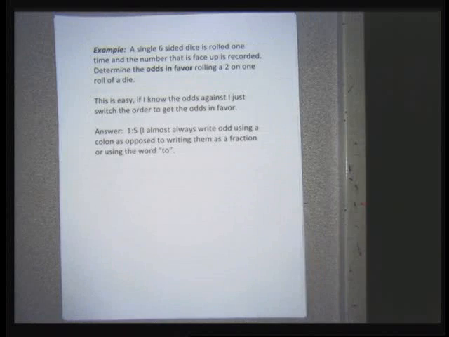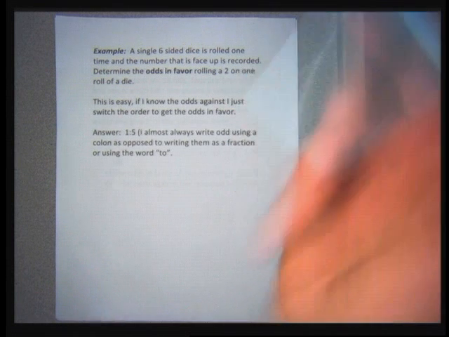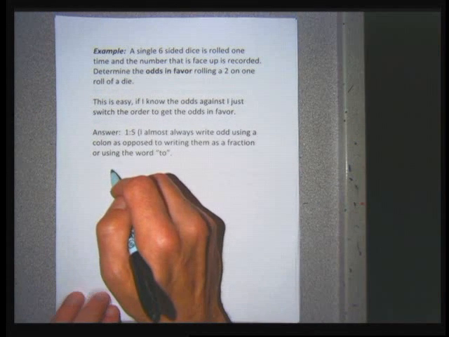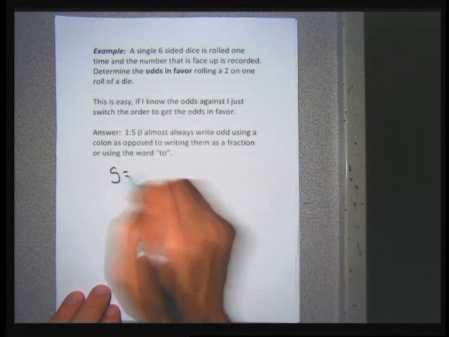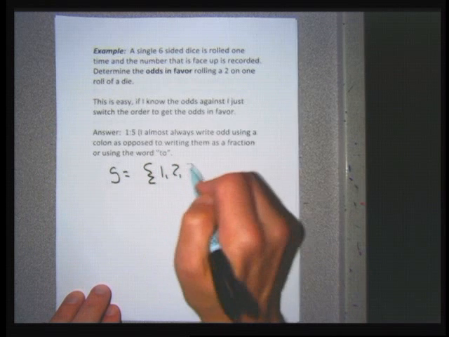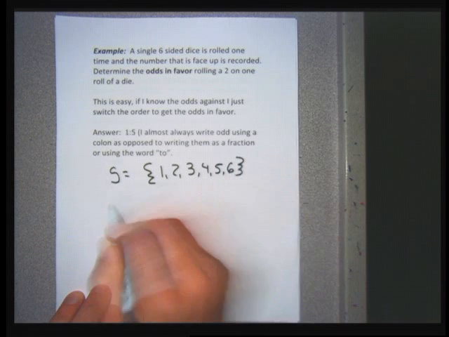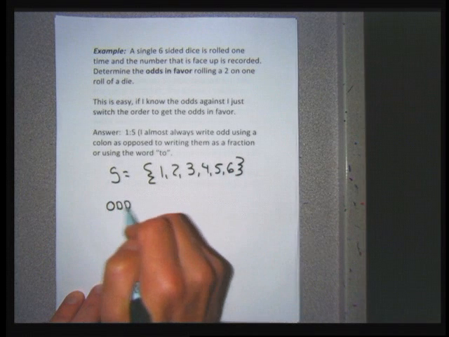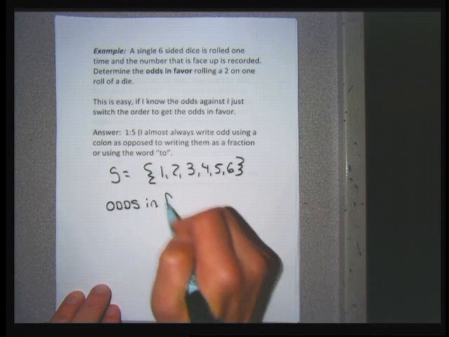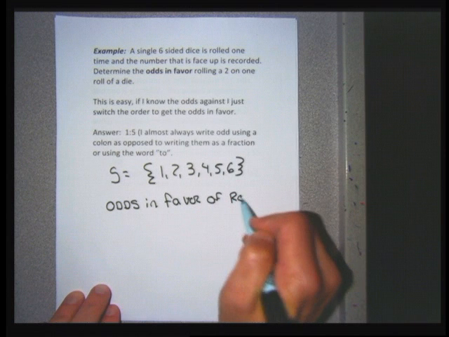So, next example, a single six-sided dice is rolled, and I want to find the odds in favor of rolling a 2 on one roll of the dice. So my sample space, I'm rolling a single six-sided dice, and what can happen is I can get any one of the numbers 1, 2, 3, 4, 5, or 6. I want to find now the odds in favor of rolling a 2.